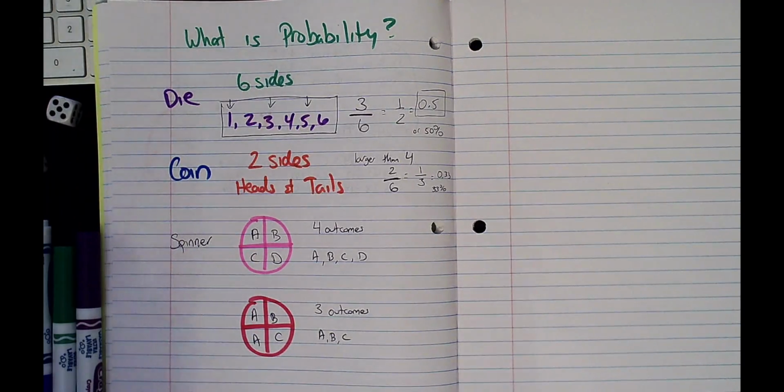So this is what probability is. This is called theoretical probability. Okay, so in theory, this is what should happen. We are going to have more videos on probability. I already have a few more on my channel.